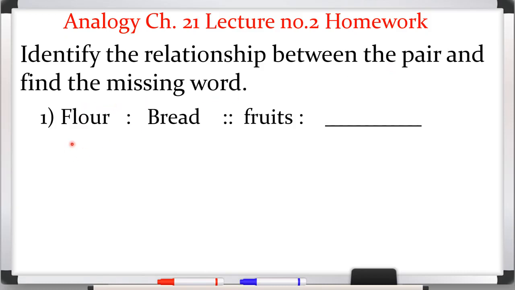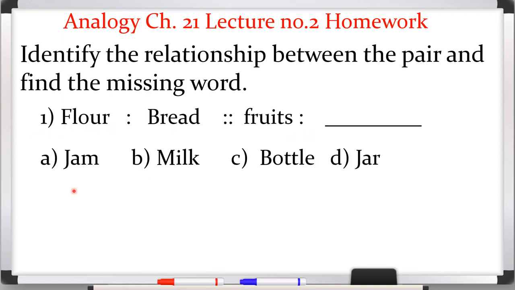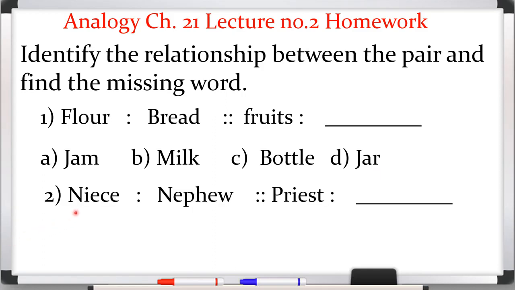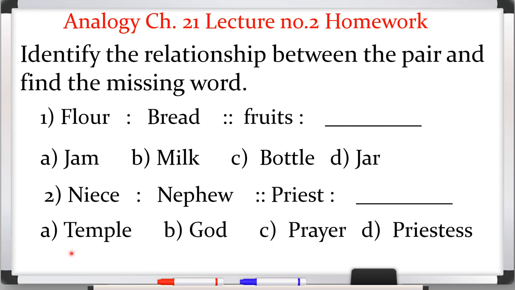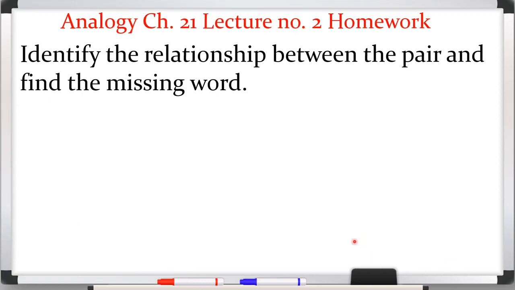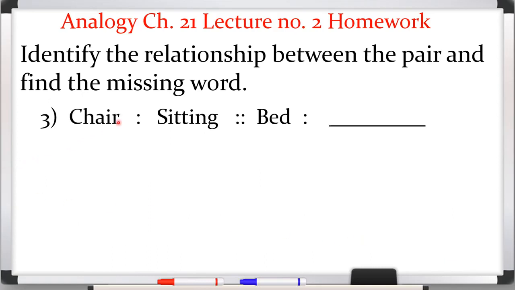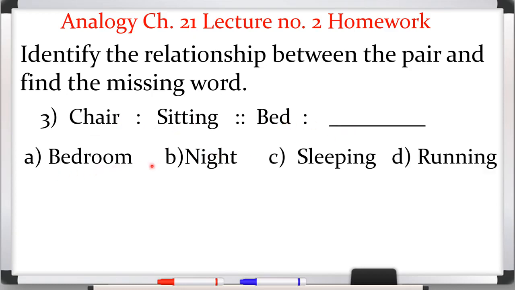Okay, so here it is given in question number 1, flour, bread, fruits, dash. And we have four options: A. Jam, B. Milk, C. Bottle, and D. Jar. In question number 2, it is given niece, nephew, priest, dash. And we have options: temple, God, prayer, and priestess. Question number 3. It is given chair, sitting, bed, dash. And options are bedroom, night, sleeping, running.